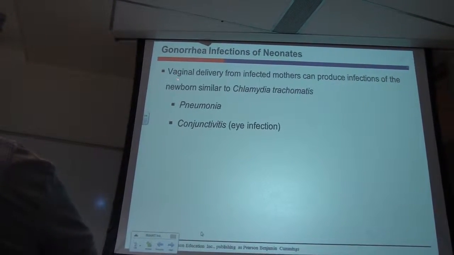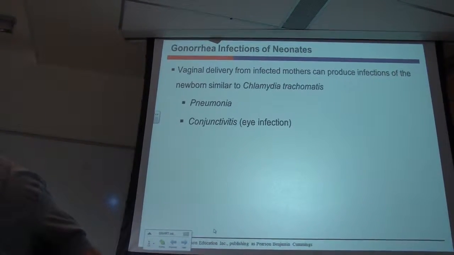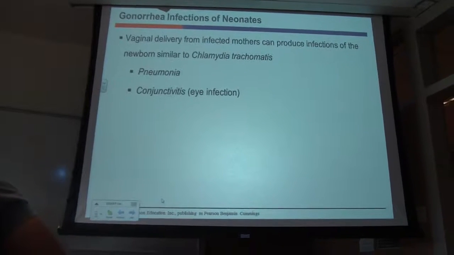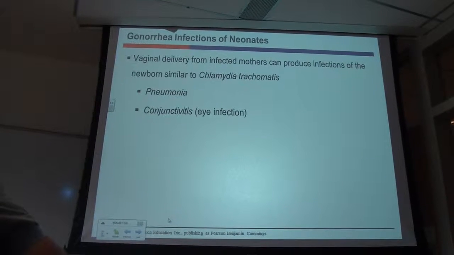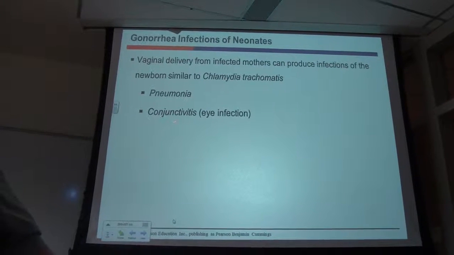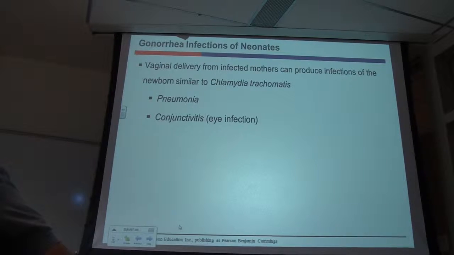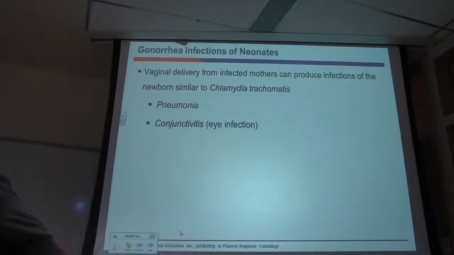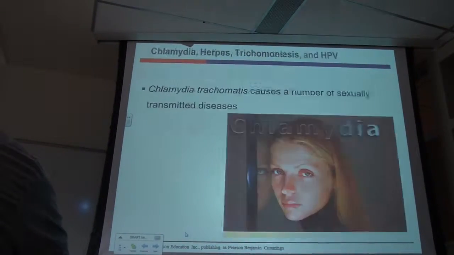Infection of a woman during pregnancy can transmit the organism to the fetus during vaginal delivery. If the organism is in the vaginal mucosa, either aspiration or contact in the eyes can cause either pneumonia or conjunctivitis, an eye infection caused by that organism. One of the reasons that newborn infants receive eye drops is because of these sexually transmitted agents, to prevent that ocular infection.